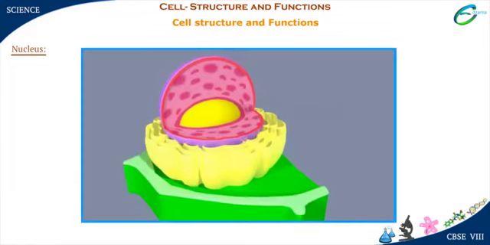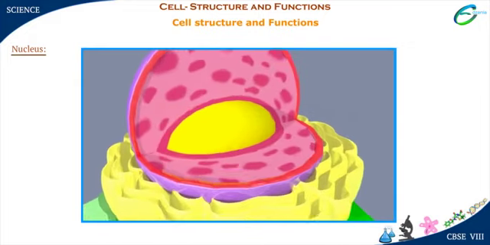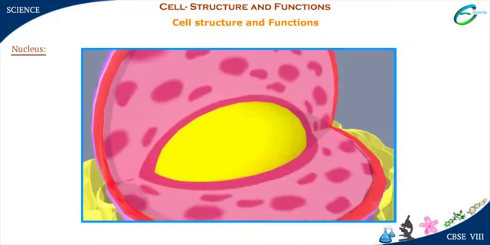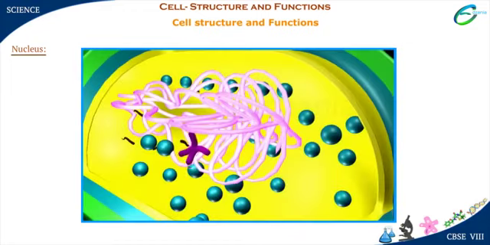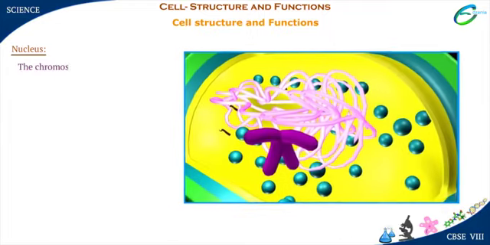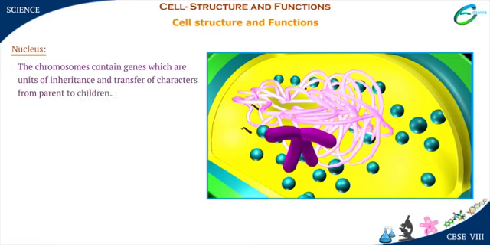A microscope with higher magnification allows us to see the nucleolus, which is a smaller spherical body in the nucleus. Other than the nucleolus, the nucleus contains thread-like structures called the chromosomes. These chromosomes contain genes which are units of inheritance and transfer of characters from parent to children. The chromosomes can only be seen when the cell divides.